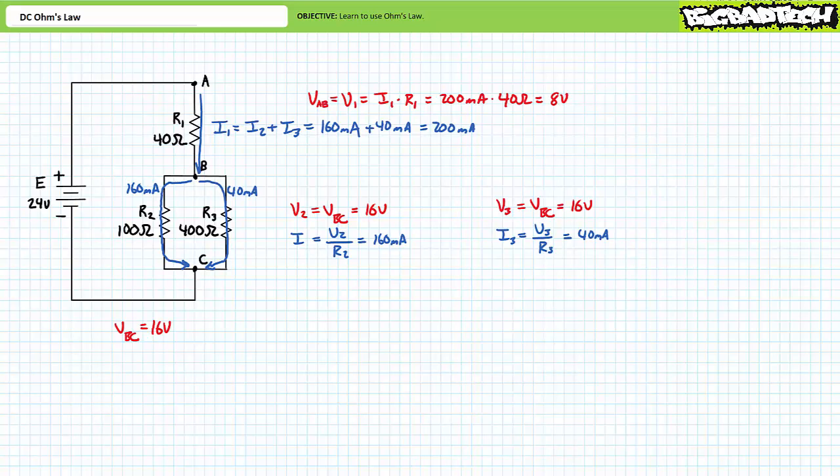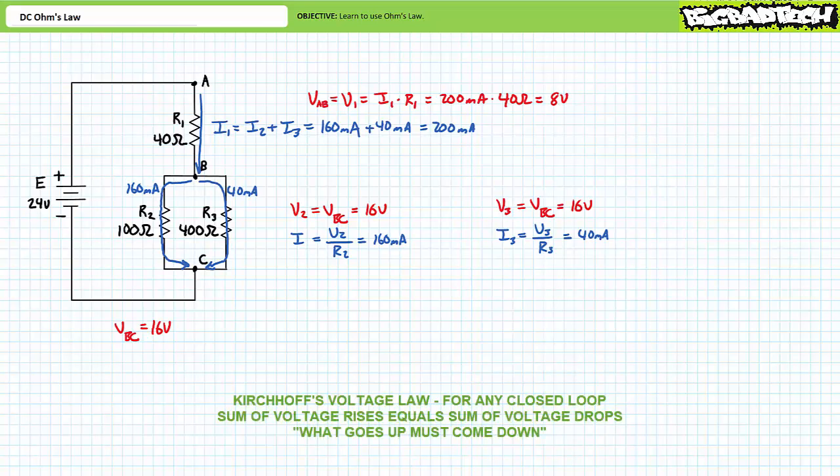An application of Ohm's law demonstrates voltage across resistor R1, V1, or for that matter VAB, to be equal to 8 volts. You'll note the summation of VAB plus VBC, 8 plus 16, equals 24 volts, or the voltage from A with respect to C. This is a preview of Kirchhoff's voltage law, which states that for any closed loop, the summation of voltage rises equals the summation of voltage drops. We'll examine Kirchhoff's voltage law in greater detail in later lectures on fundamental series circuit properties. In short, what goes up must come down.